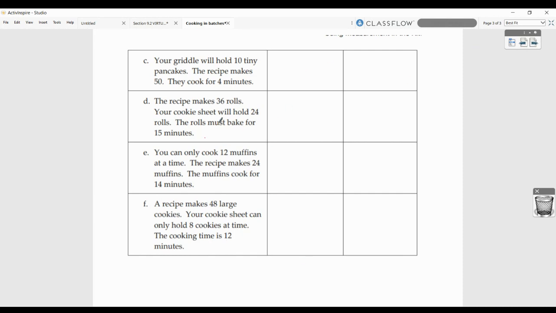Okay, so let's try these last 4. These are the last 4 we're doing together, pretty easy peasy, and then we'll go from there. You can go work on the homework. All right, so this is batches and this is cooking time.